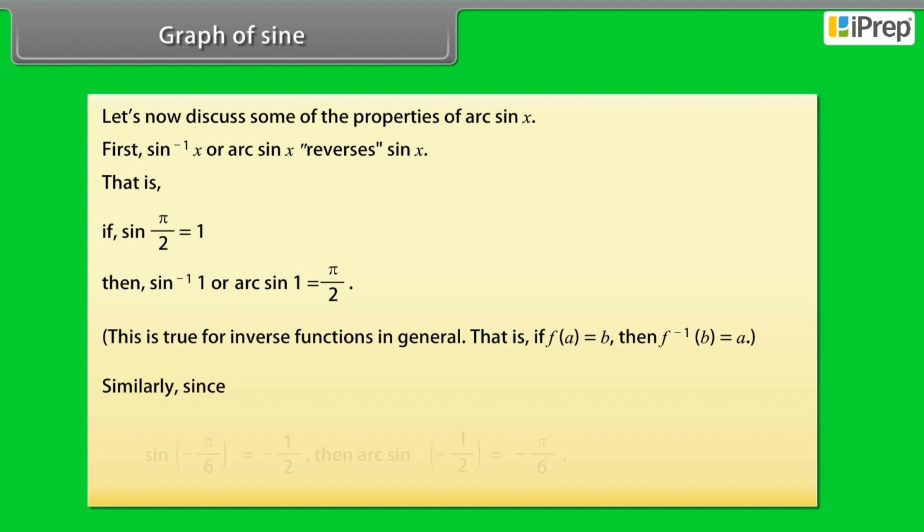Similarly, since sine minus pi by 6 is equal to minus 1 by 2, then arc sine minus 1 by 2 is equal to minus pi by 6.